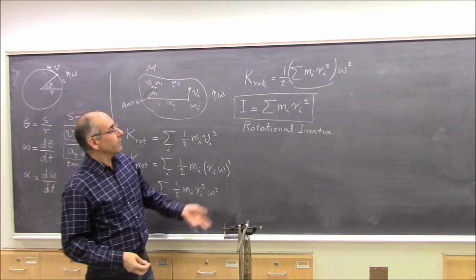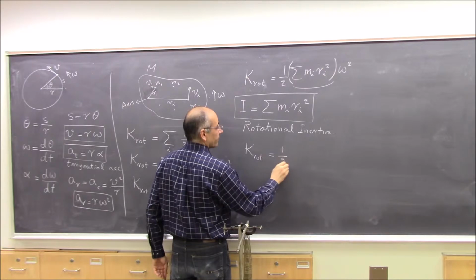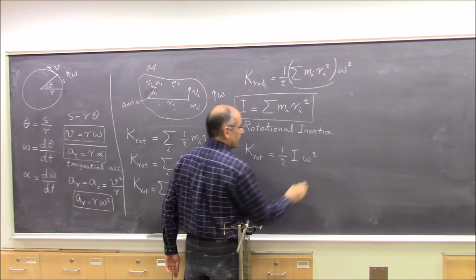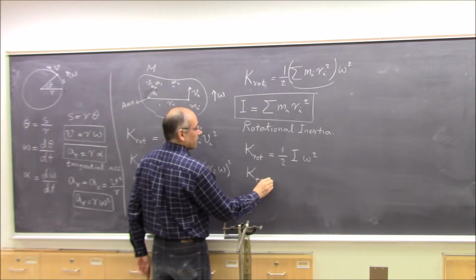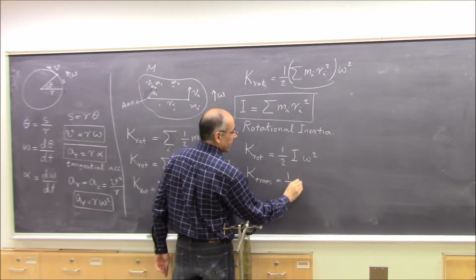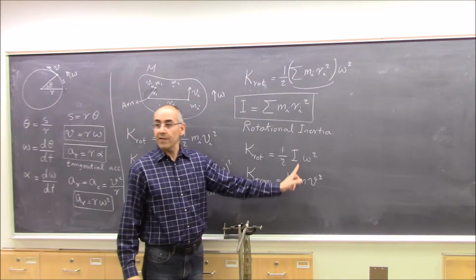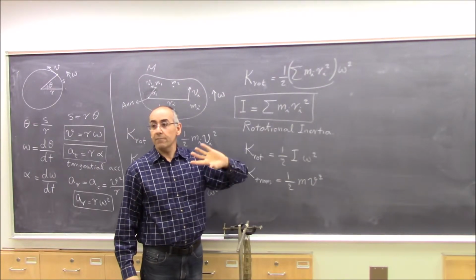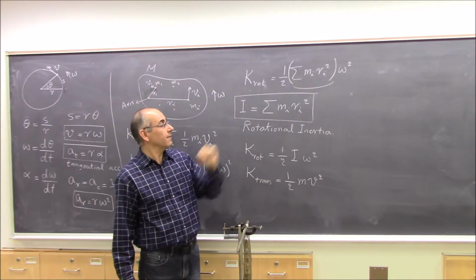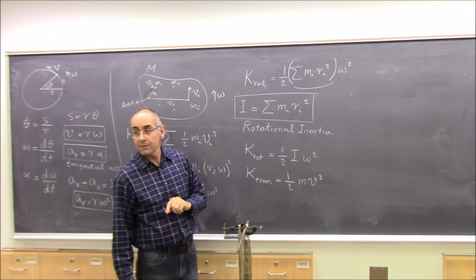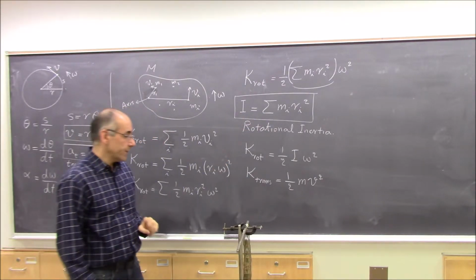Why do we call it like that? Because now we can say K for rotation equals 1/2 I omega squared. But remember, K for translation is equal to 1/2 m v squared. Instead of v, we have omega. Instead of mass, we have I. This I acts like a rotational mass. It is the central quantity in this part of the course. It's very, very important. The sum of mi ri squared acts like a rotational mass.